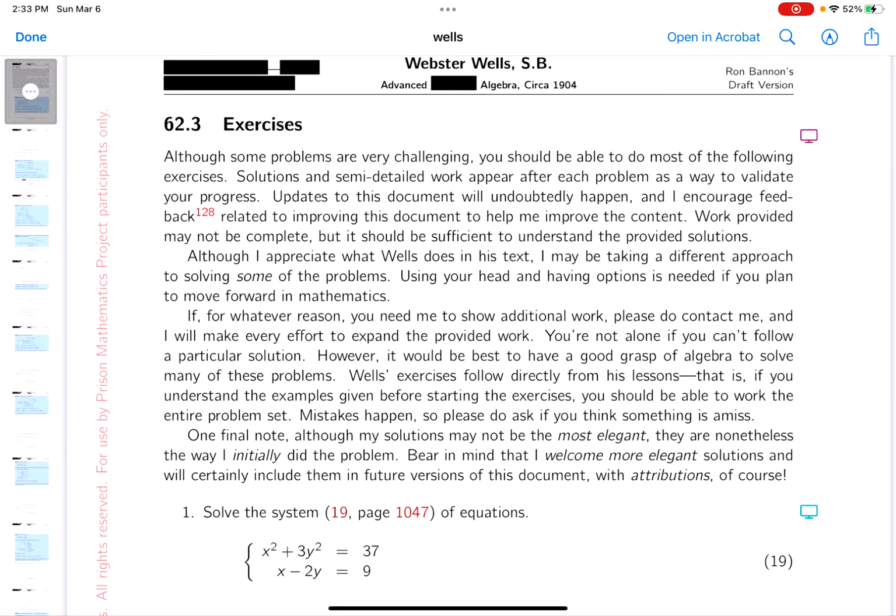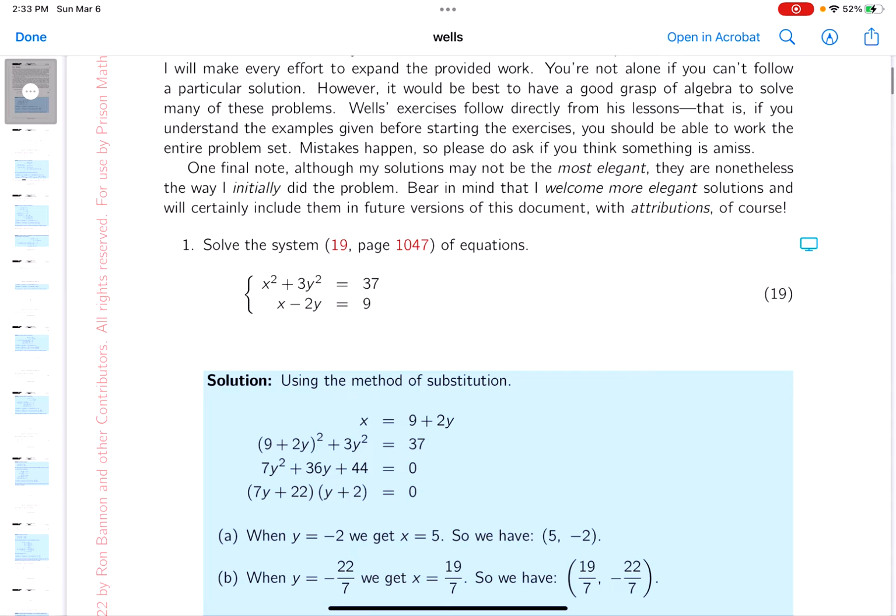Okay, 6.2.3, the exercises, starting with number 1. It says solve the system of equations. Now there's two equations there. One's linear, one's nonlinear, and we're expecting to see points of intersection. The method I would recommend you use over here is the method of substitution.